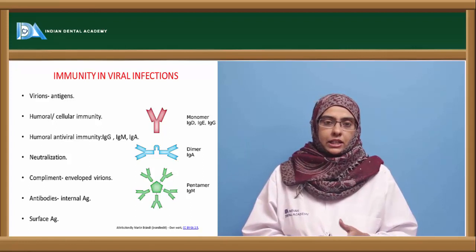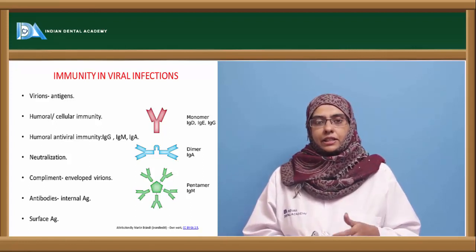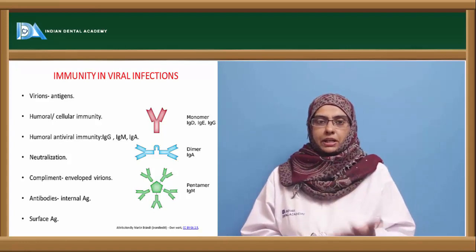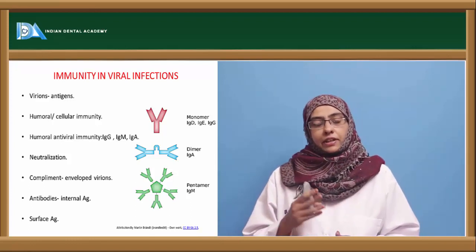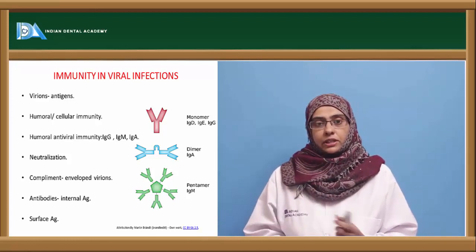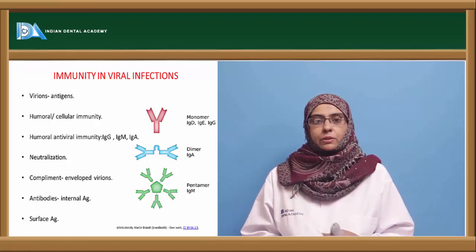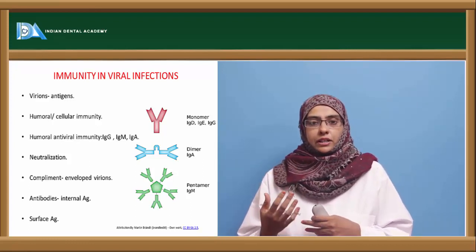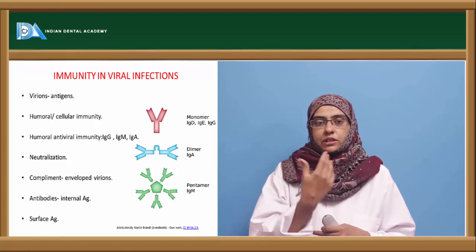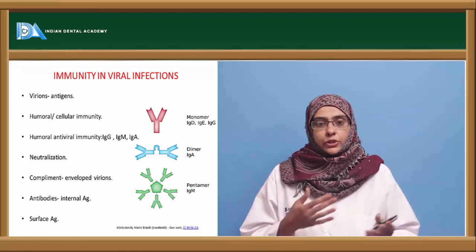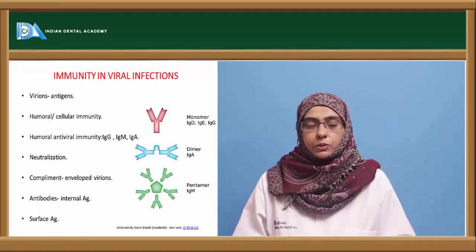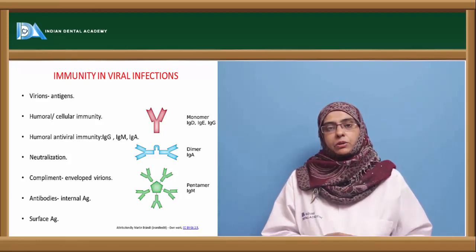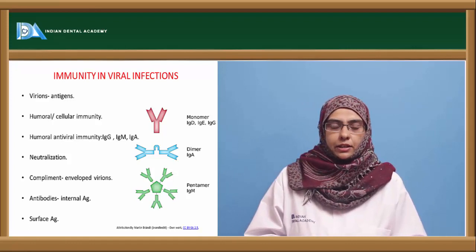Virions are nothing but actively infecting virus particles, or the infectious virus particle is called a virion, and they act as a very good antigen. Now, as we know, immunity usually deals with the production or enhancement of the immune status towards foreign bodies, that is the antigen. So in response to the viral antigen, the human host produces different types of immune response, that is the humoral immune response and the cellular immune response.